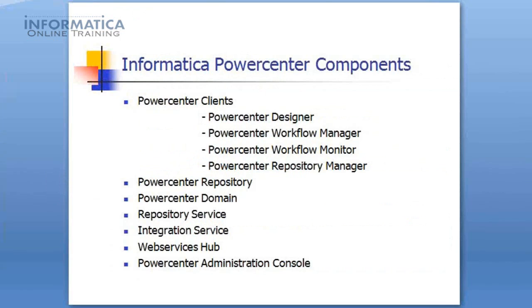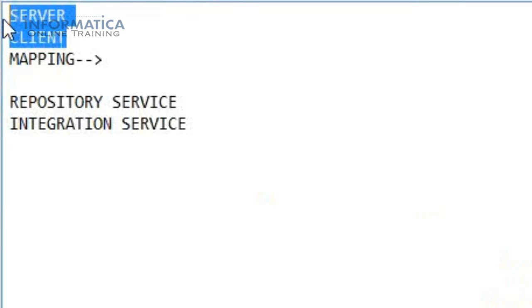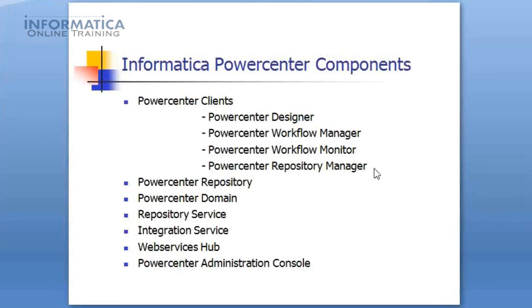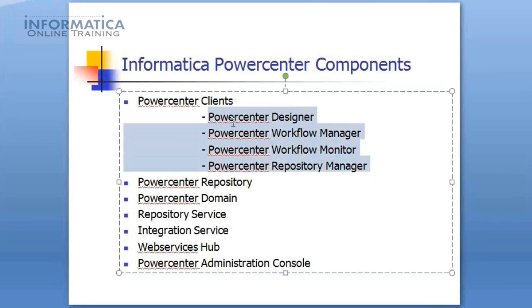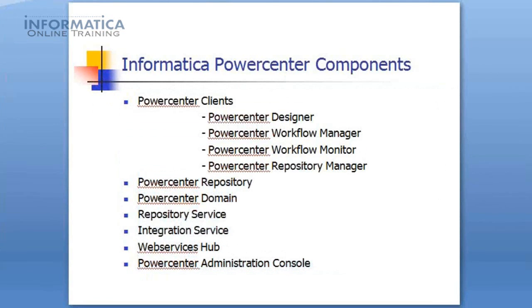As I already said, these are the two major components we have: one is the client and the other is the server. Here is the list of all the client components. There are four major client components, and these are all related to the server components. First of all, let's look at the client components one by one.